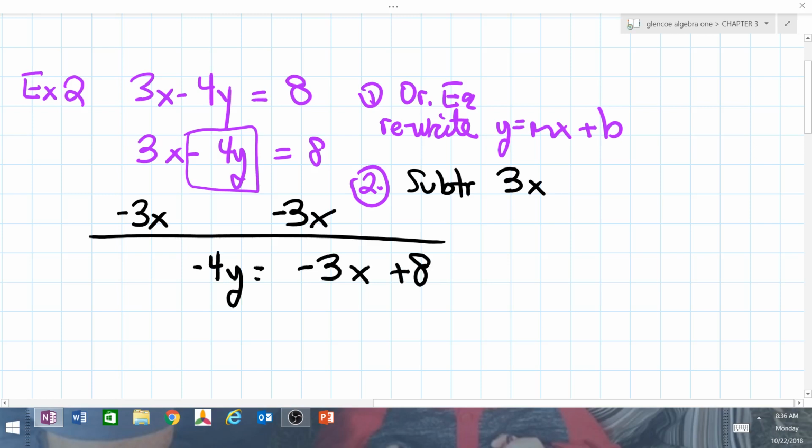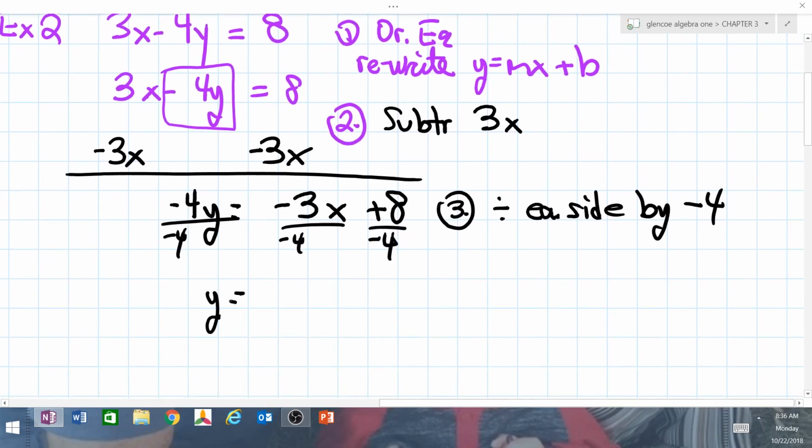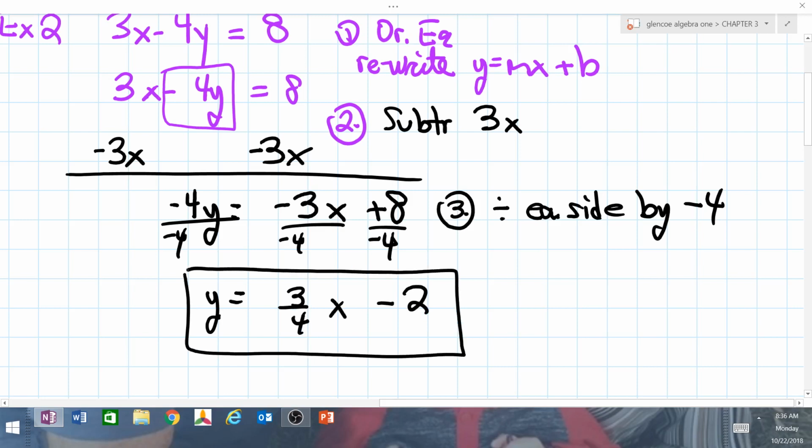I'll take your idea now because I think it's a great idea. Now what should I do to both sides in step 3? Excuse me, right here, yes. Divide each side by negative 4. And you divide everything by negative 4. And what you get is y equals 3/4 x minus 2. Is everyone with me? Y equals 3/4 x minus 2. Okay.